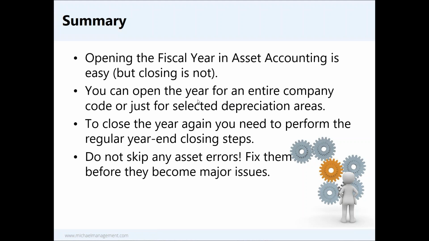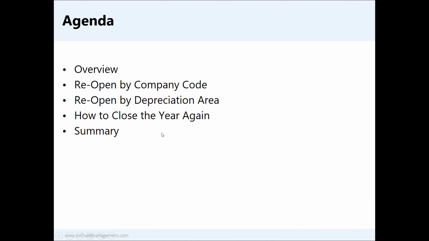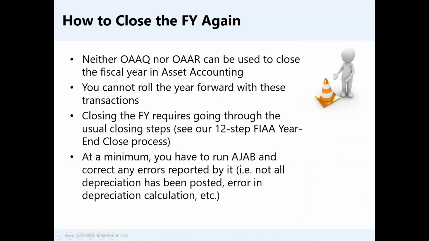Can you please repeat the transaction codes? Yes, absolutely. There are 2. Let me go back real quick. So the 2 transaction codes are OAAQ, that's the one that opens up the fiscal year for the entire company code, and the other one is OAAR, that's the one that allows you to open up the fiscal year by selected depreciation areas. All right, any other questions?